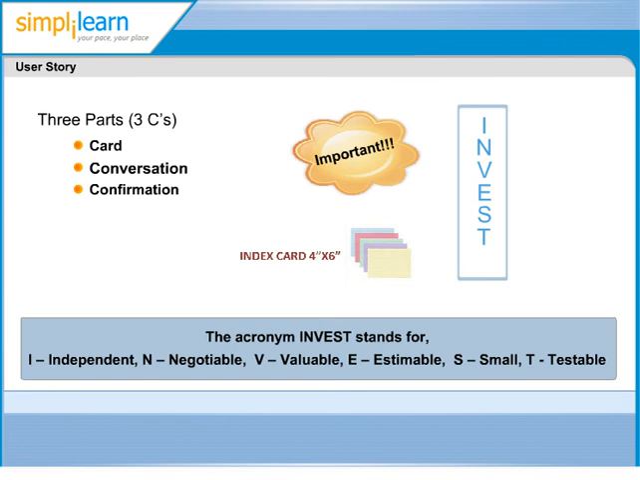The story should not be so big that it cannot be done within an iteration of work. Scrum, for instance, requires that a story should require no more than 40 man-hours of effort. T stands for testable, meaning it should be possible to test the story for correctness based on the description and success criteria provided.